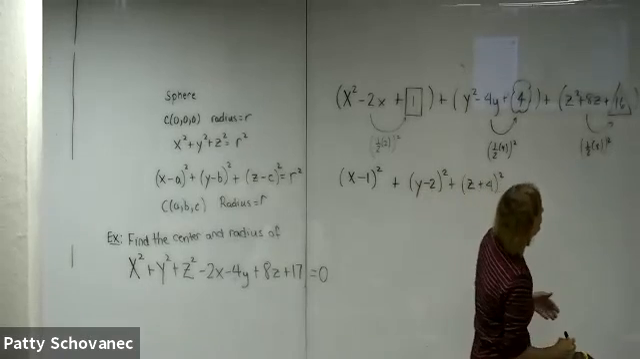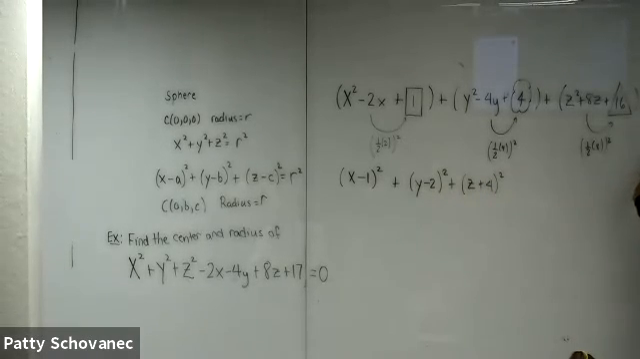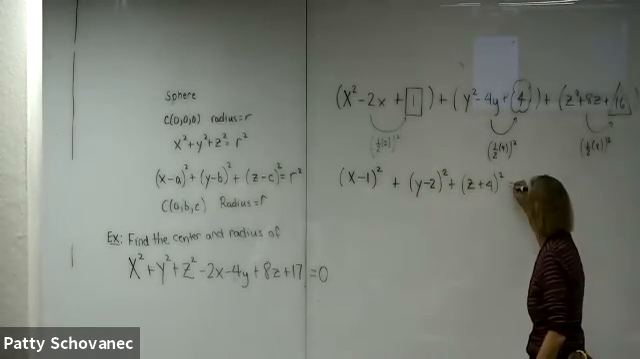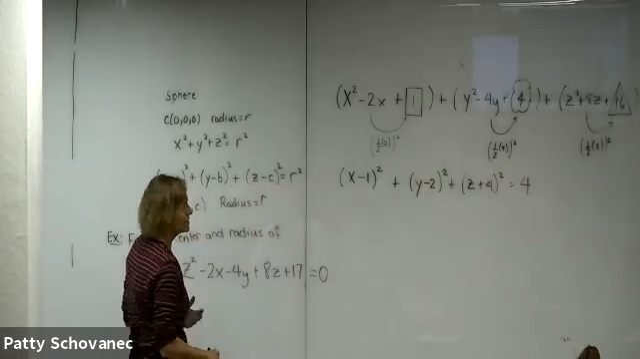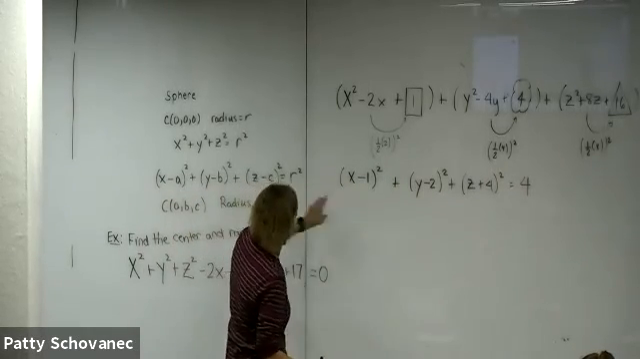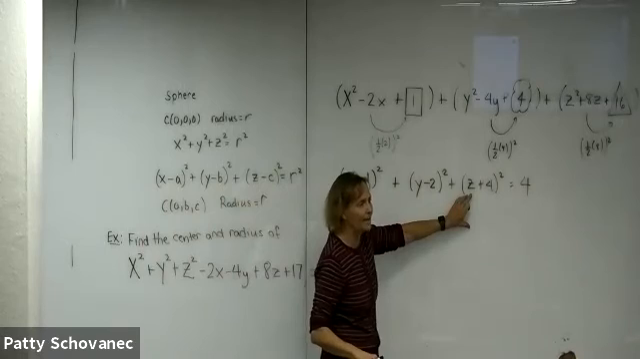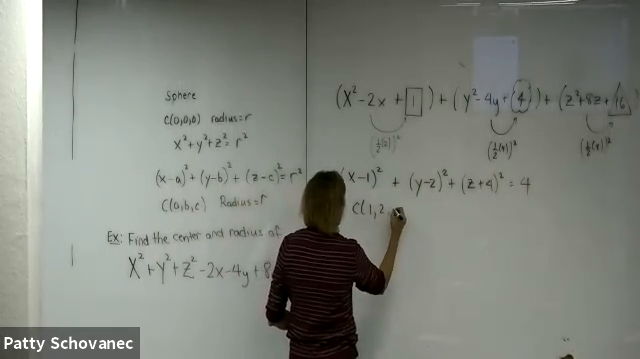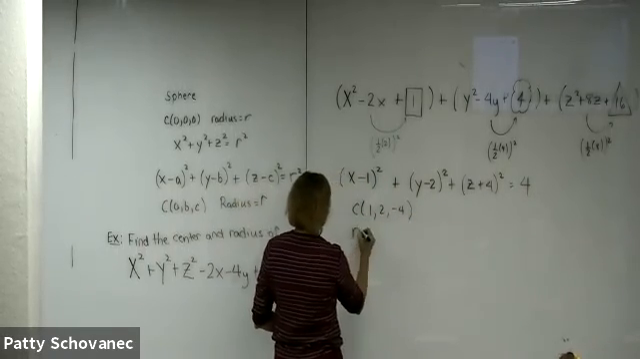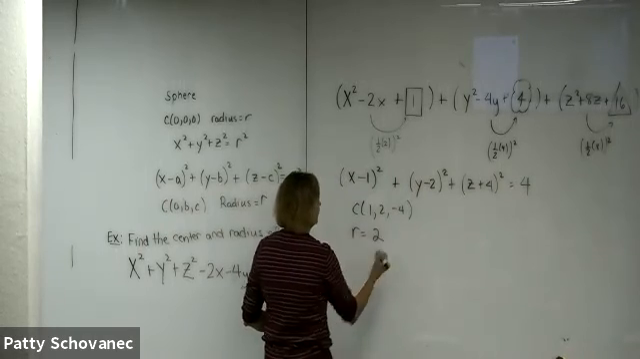And on the right-hand side, there's my 17 minus 17, so I just get a 4. So now it has that right form. The center is the a, b, and the c, so you have to think of this as z minus a negative 4. And so the center is (1, 2, -4), and the radius is the square root of that number over there.